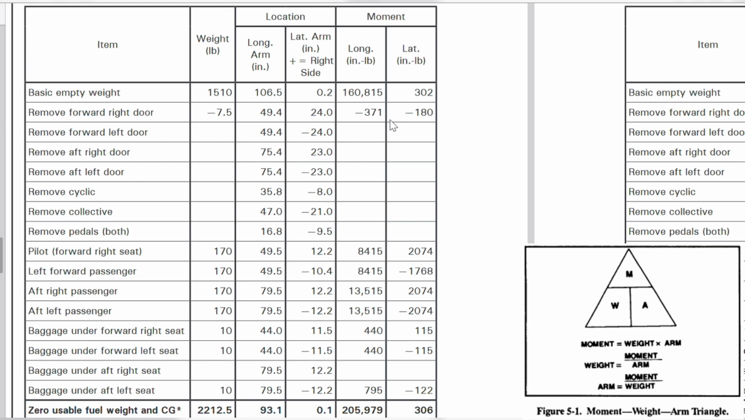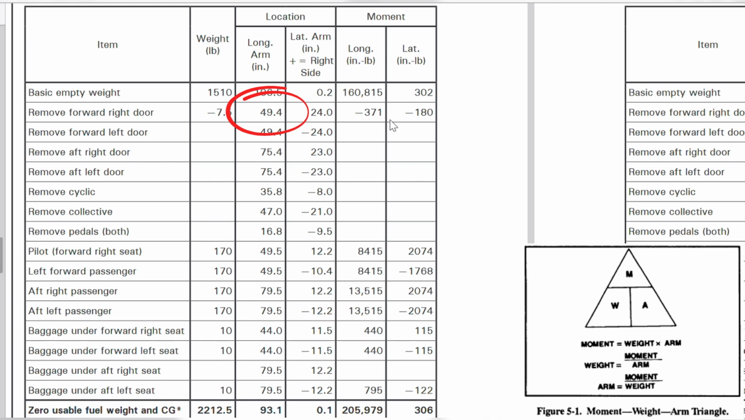The same again for the longitudinal arm, and then you just fill those in, and then you work your way down. So this one, they removed the front right door. We looked back at that previous chart, they had a little note of how much each of those specific values weighed. In this case, we've removed 7.5 pounds of weight because that's how much the front right door weighs. We've taken it off, so we have to take that weight off. And so we take negative 7.5, we multiply it by 49, and that's going to give us negative 371.